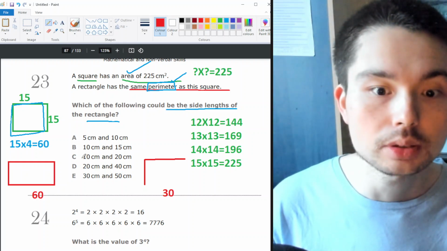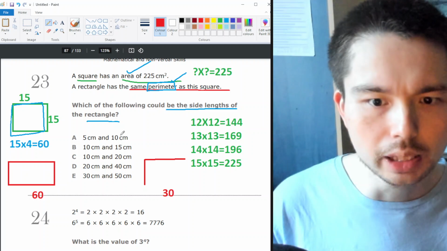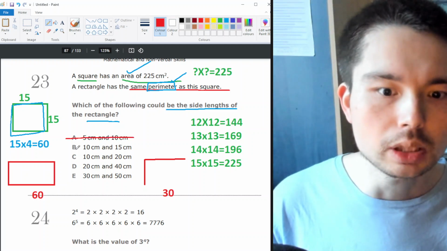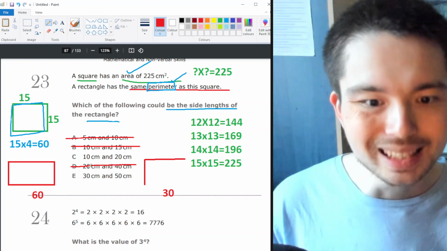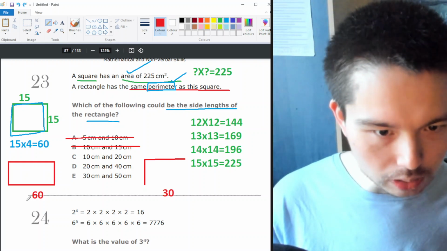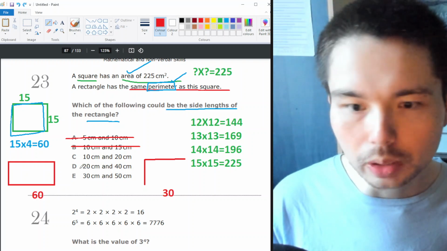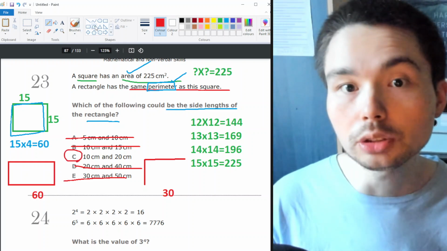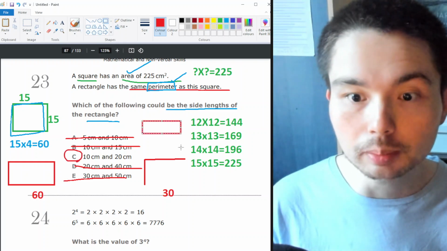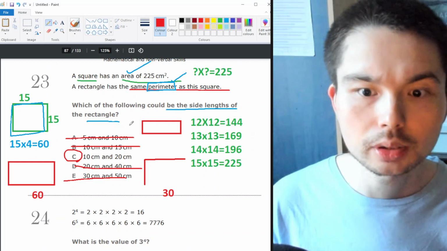And the answer is, well, no, let's go in order. 5 plus 10 is 15. No. 10 plus 15, 25. No. 10 plus 20, that looks good. No, that's too big. D is so easy to get tricked by because it looks like 60 here. But no, we want 30 and that is way too big. So there we go. C is the answer. Let's just quickly draw this rectangle just to prove it here. Label the sides. 10, 10.